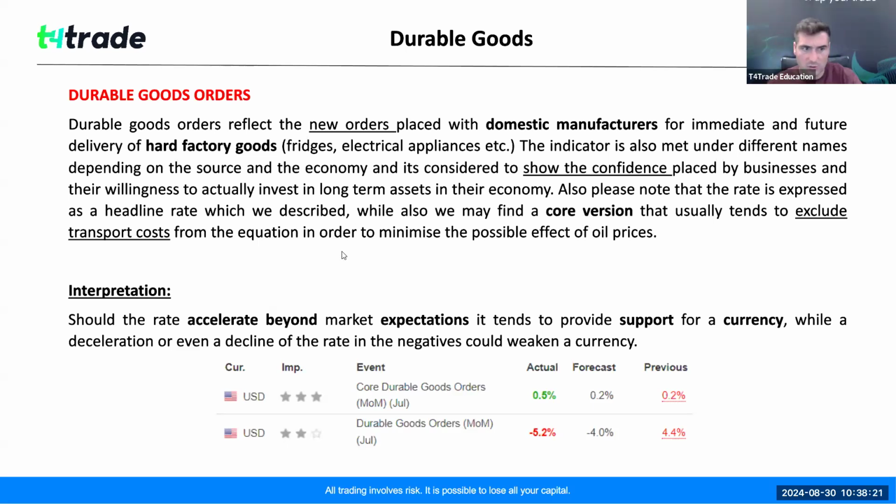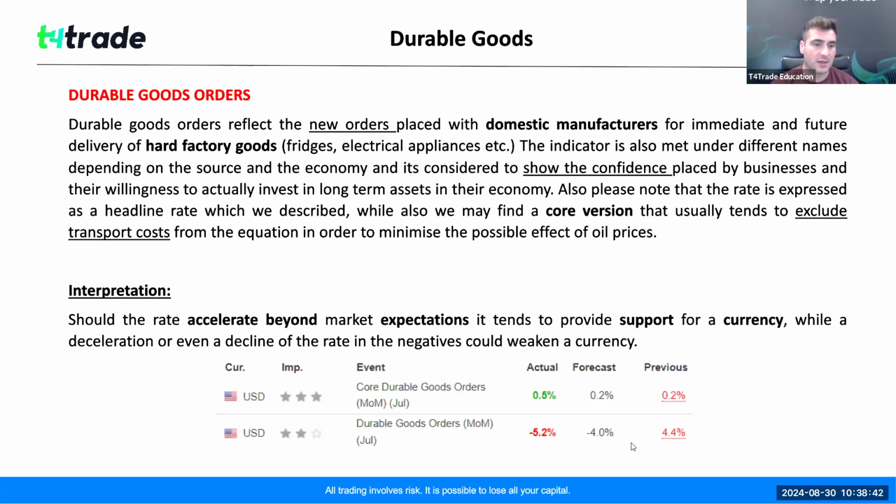So should we see the rate accelerating beyond market expectations, that tends to provide support for the currency. No surprises there, because you get much more orders for durable goods within your economy. So stronger durable goods orders tends to lead to stronger currencies.